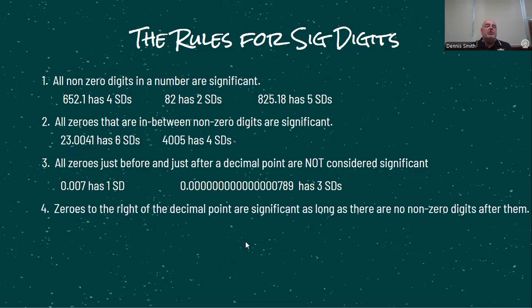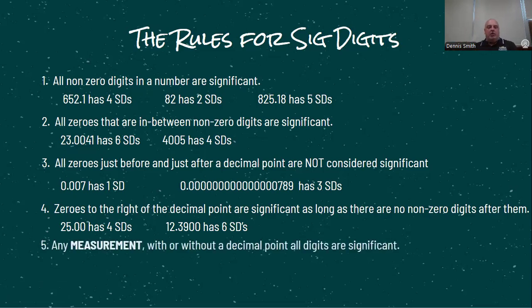Fourth, zeros to the right of the decimal point are significant as long as there are no non-zero digits after them. So 25.00, all 4 are significant. 12.3900, all 6 are significant. Those zeros, the rule says those zeros have been put there for a reason, so they must be significant.